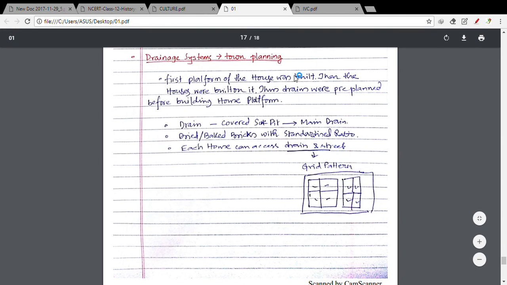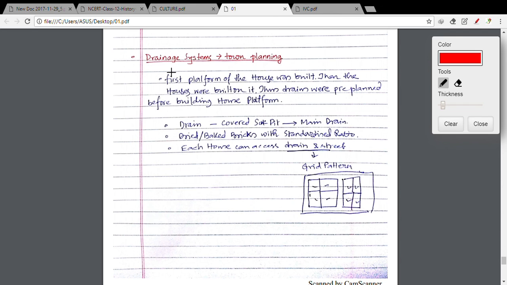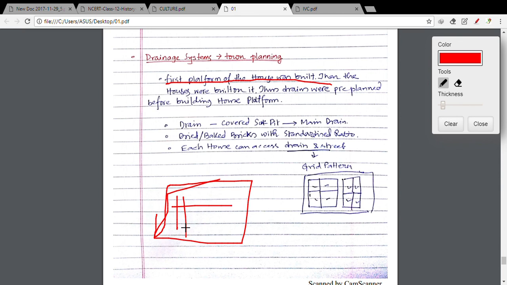Now there is an important question: do you agree that the drainage system is an example of town planning? Yes, you need to, because if we look at the structure of the houses, first the platform of the house was built. Like this is the city, so they first planned the drains like this. Now in these regions they first built the platforms, then houses were built on this. Now this house, this house, this house. So why was this done? Because they wanted to make sure that each of the houses gets access to at least one side of a road and drain.